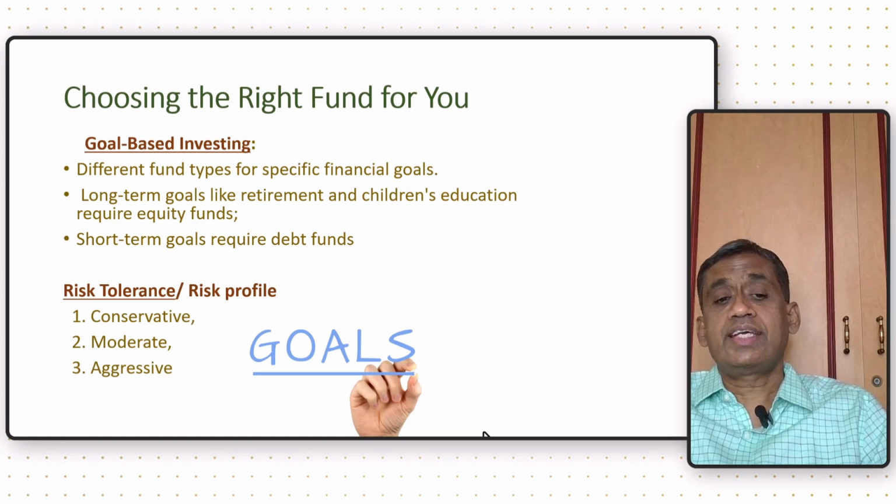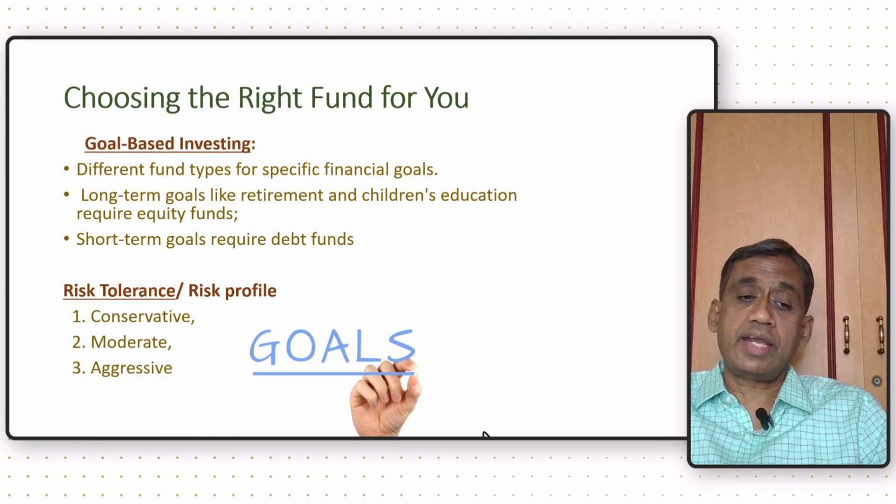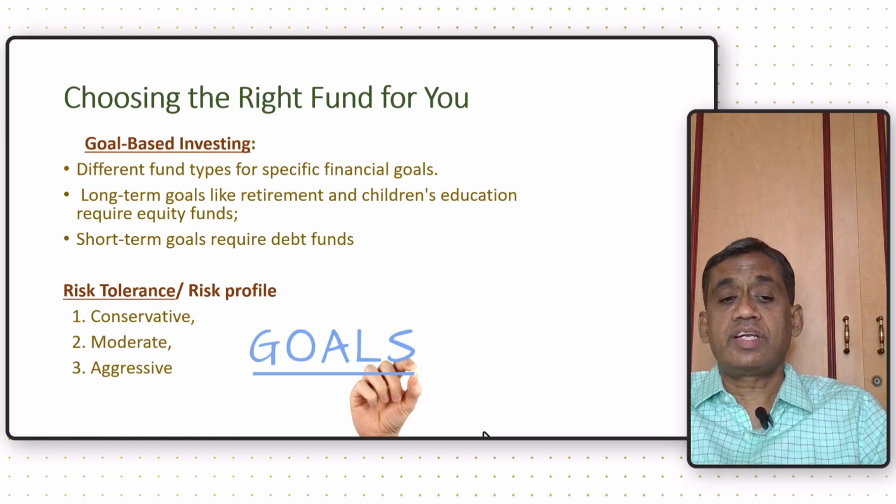And also assess the risk tolerance or risk profile of individuals. They may be conservative, go for debt funds. Moderate, may go for balanced fund, hybrid fund like that. Aggressive, go for equity funds.